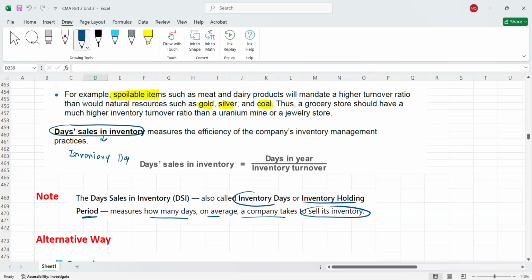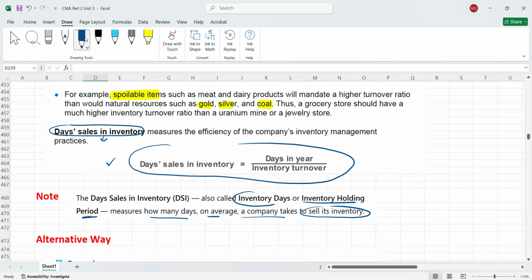So again, there are two ways. First way is this one. This formula is the first way. Look at this formula. You have to check the question very carefully, what data is available, and which formula you can apply, the first or second. So the first way is: take days in a year, which could be 360 days or 365 days, and divide by inventory turnover.